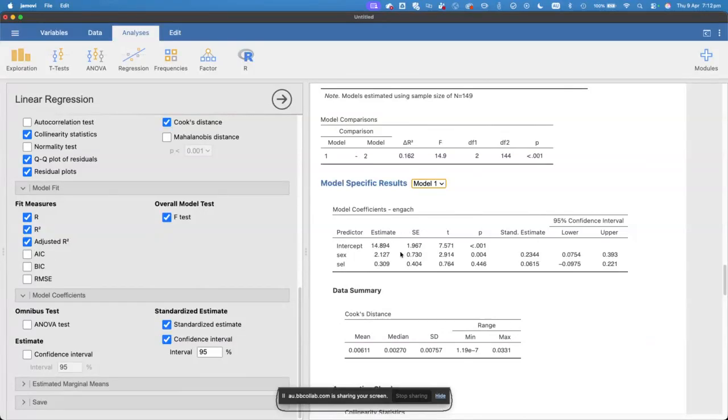In model 1, when you look at the estimates, what do we see? Any thoughts or observations? What can you take away from this table here?